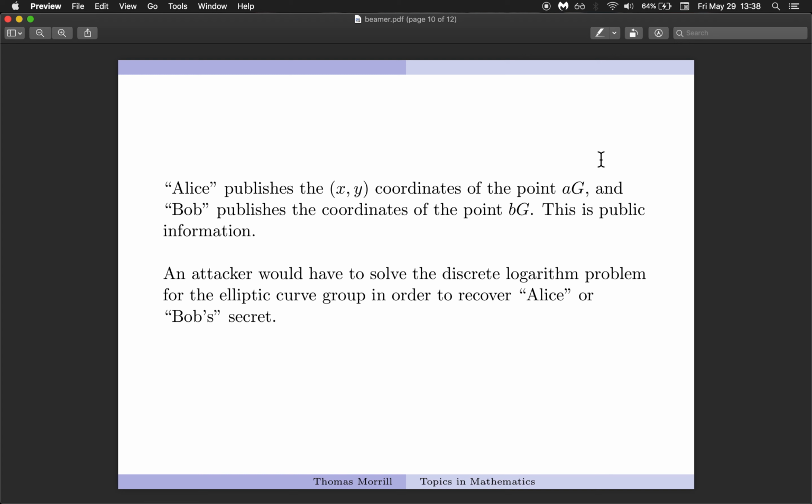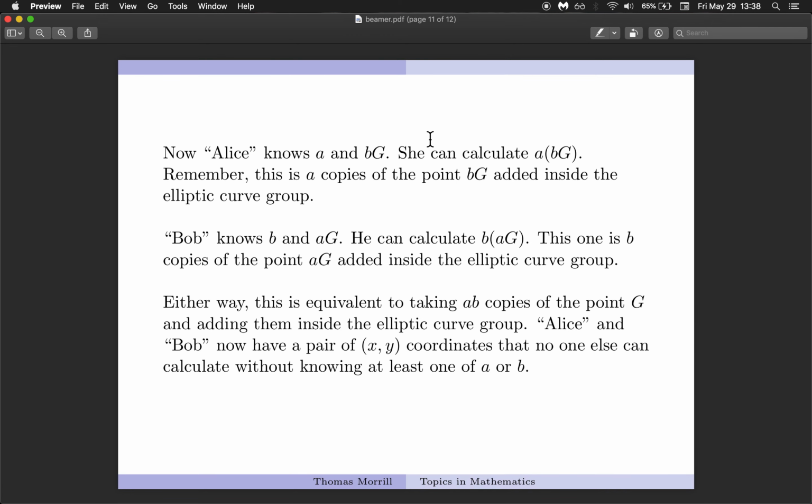So Alice and Bob each have their secrets. They've each published information that does not reveal their secret. And then what was the final step of the tutorial? You take the other person's point and you calculate your multiplier times their point. So Alice takes Bob's coordinates for B times G.